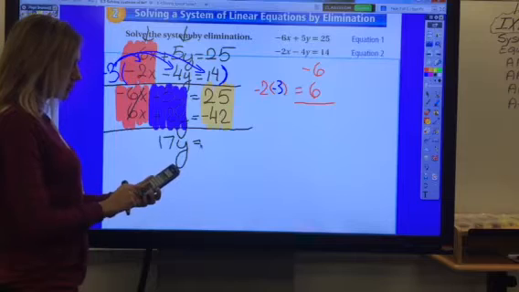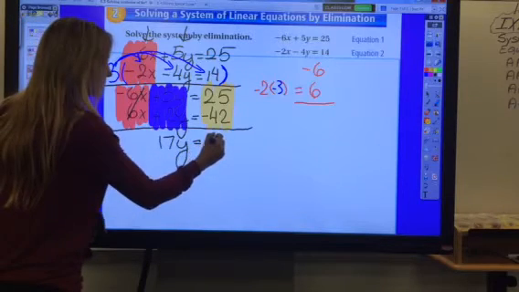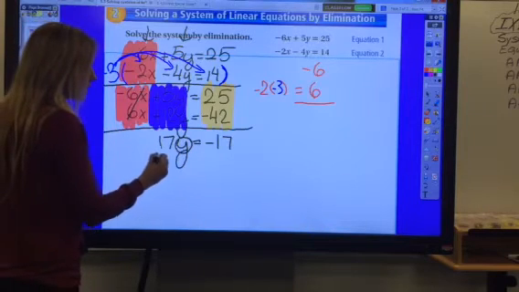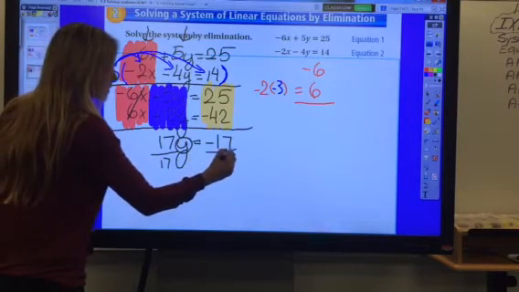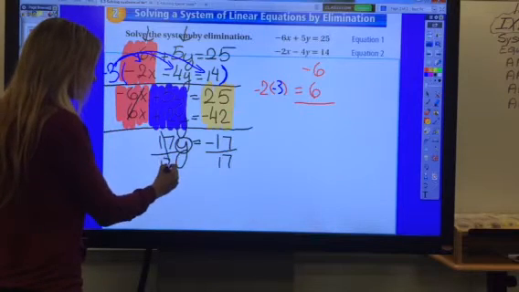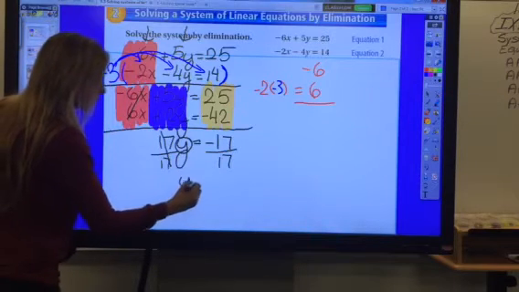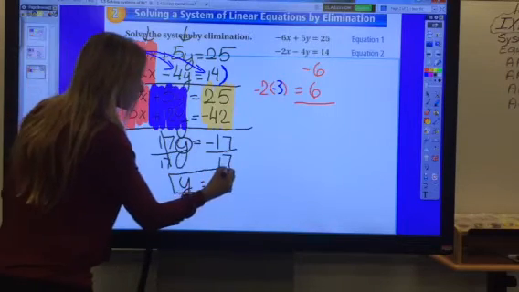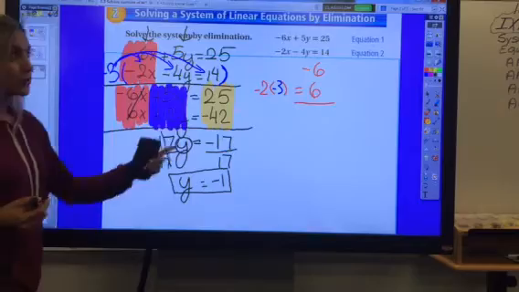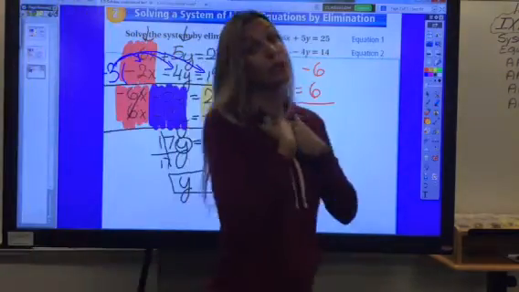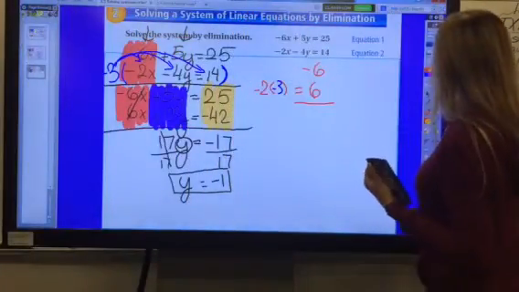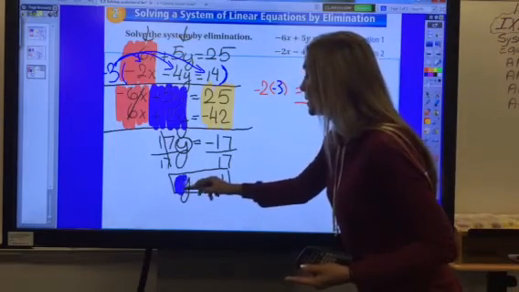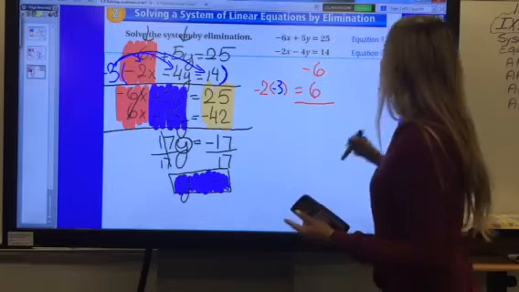Well, I want to just be sure it is negative 17. I'm solving for y in this case, so I'm dividing by 17 both sides. This will be 1. 1y equals -1. I solved for y. I'm going to use one of these two equations, and I don't care which one, right, to solve for x, because what did I solve for? I figured out what y is. Now my job is to find x.